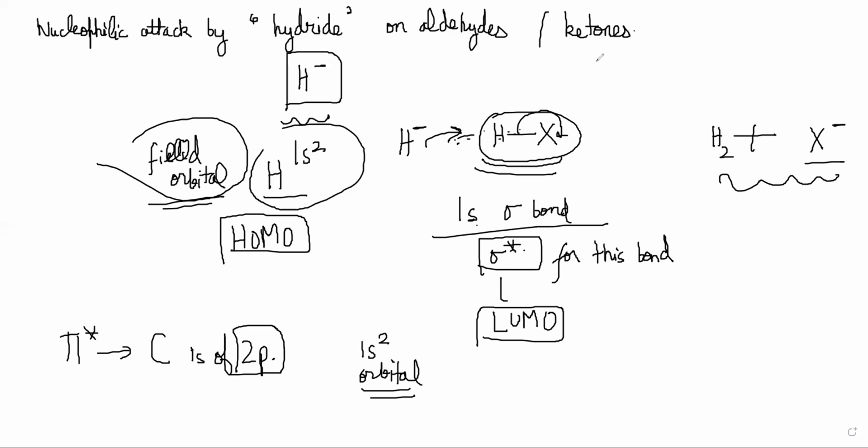H minus is acting like a base because the other one is acting like an acid, giving H plus. H minus accepts a proton. That is a base. So H minus almost always reacts as a base, and it doesn't react as a nucleophile. So this is a clear difference.